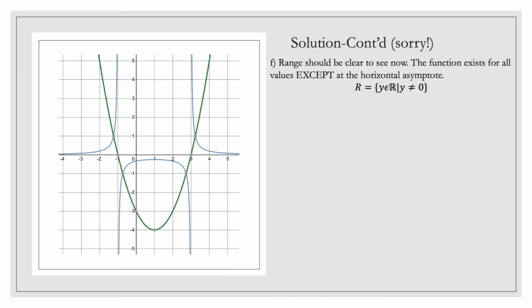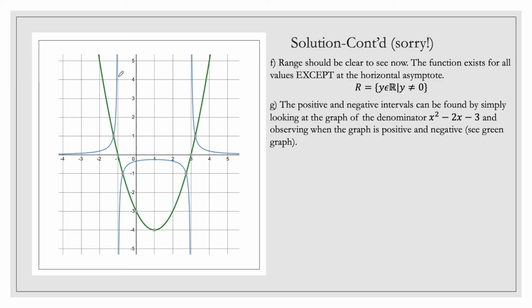Finally, when looking at the positive and negative intervals and the intervals of increase and decrease, it is worth comparing the reciprocal function with its corresponding quadratic function, which is shown on the left. To find the positive and negative intervals, we simply have to identify the zeros of the quadratic function, which are -1 and 3. And we can see here that f at x will be greater than 0, or positive, when x is less than -1, so in this interval over here, and when x is greater than 3. And f at x is less than 0 between -1 and 3.